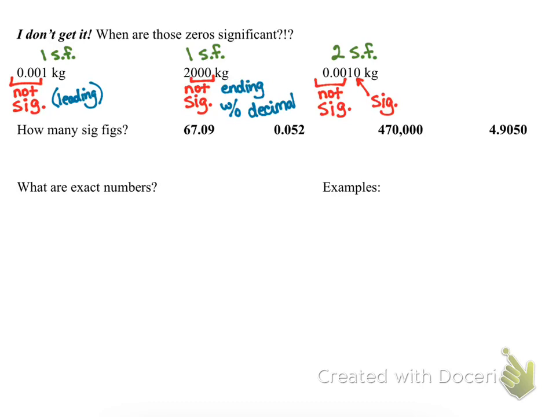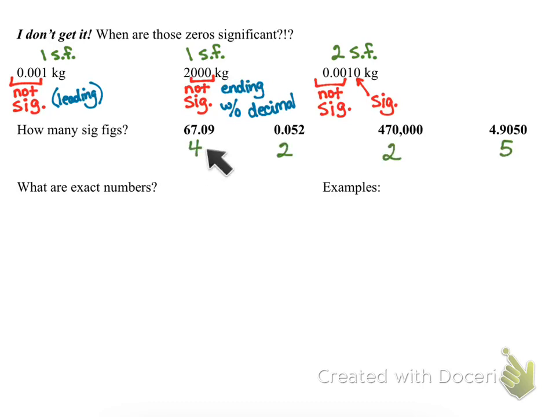So for practice, there's another set of numbers here, a little bit more complicated, a little bit more variety. Shut off your video, go through and just count the number of sig figs, and then turn it back on and we will discuss.